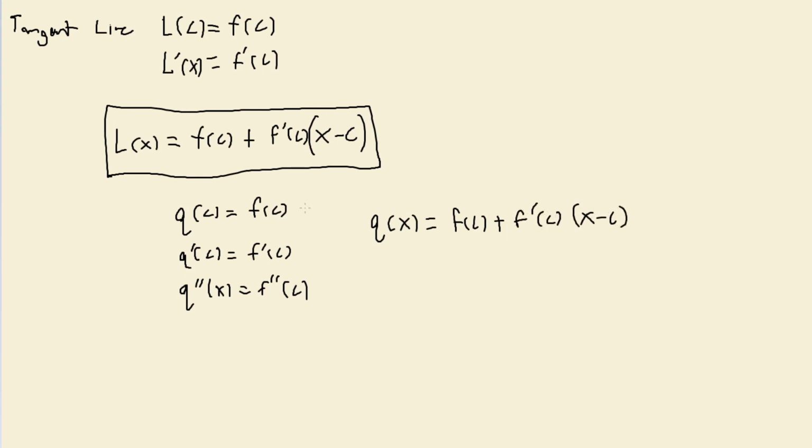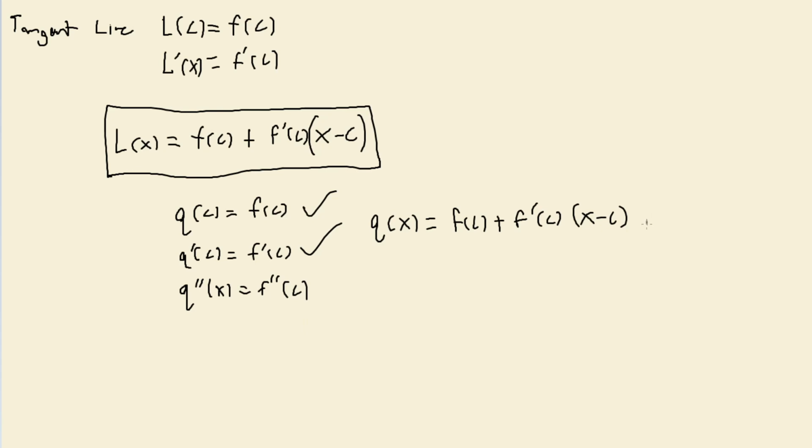And that's going to take care of these first two constraints, that at the point c, the value of the q function is going to equal the value of the f function. It's also going to take care of the constraint that the first derivatives of those functions will be equal at the point x equals c. But now we need to deal with this constraint here.